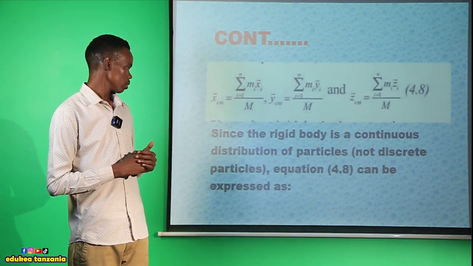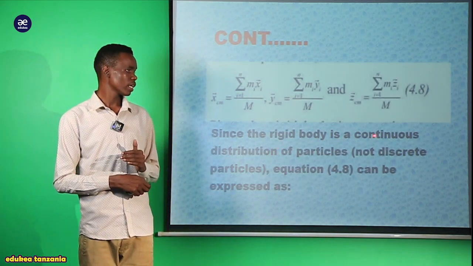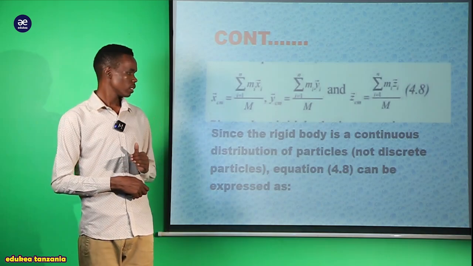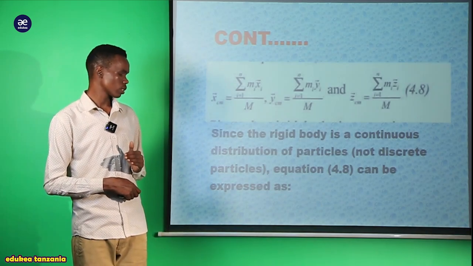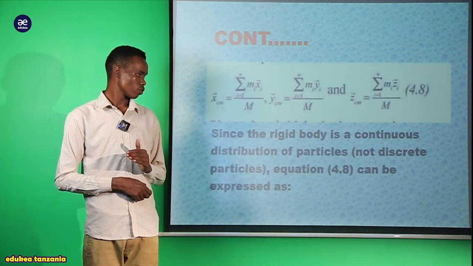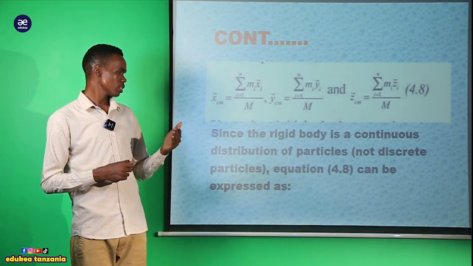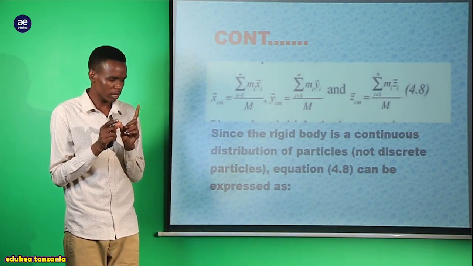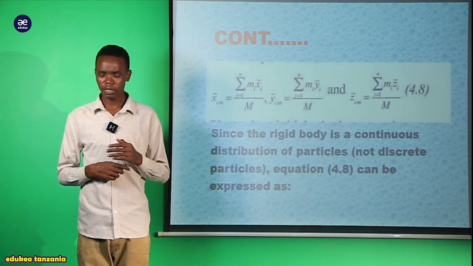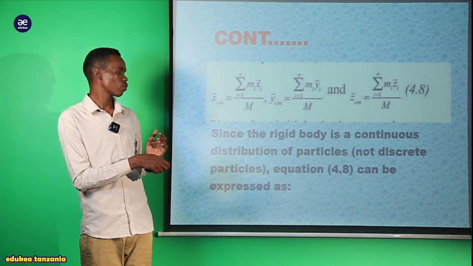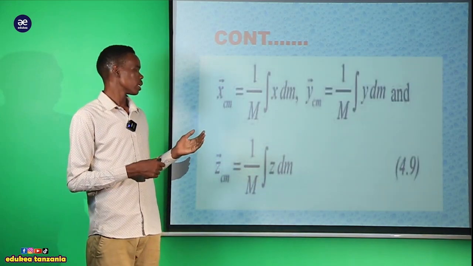So after there, my dear students, since the rigid body is a continuous distribution of particles, not discrete particles, equation 4.8 can be expressed as here. Because the rigid body is continuous, we are supposed to express this equation number 8 for our topic number 4 in terms of this one.